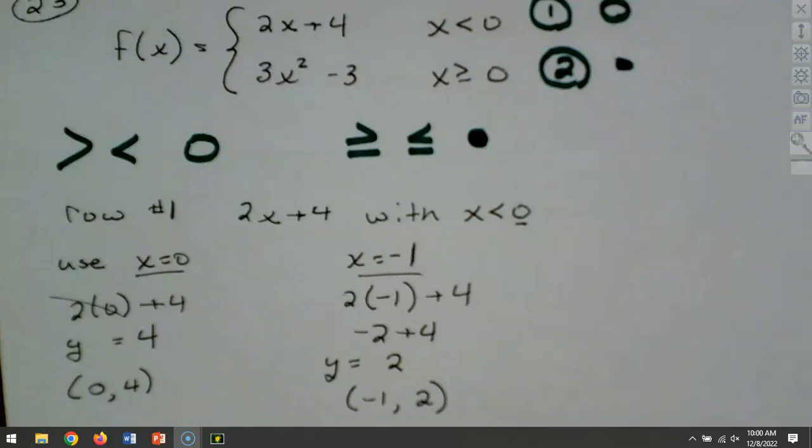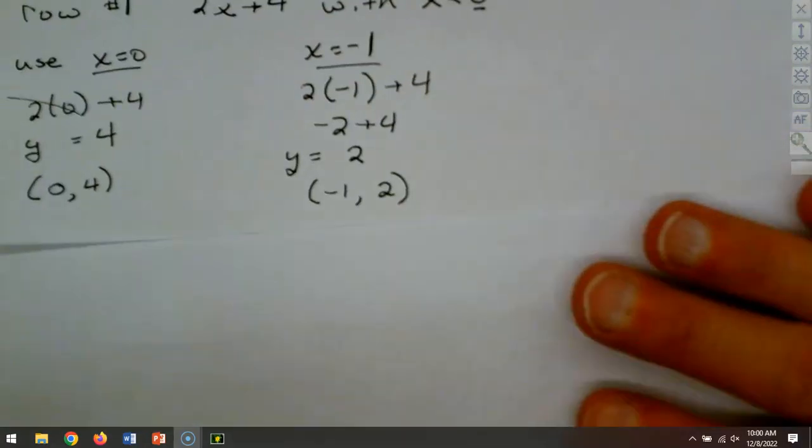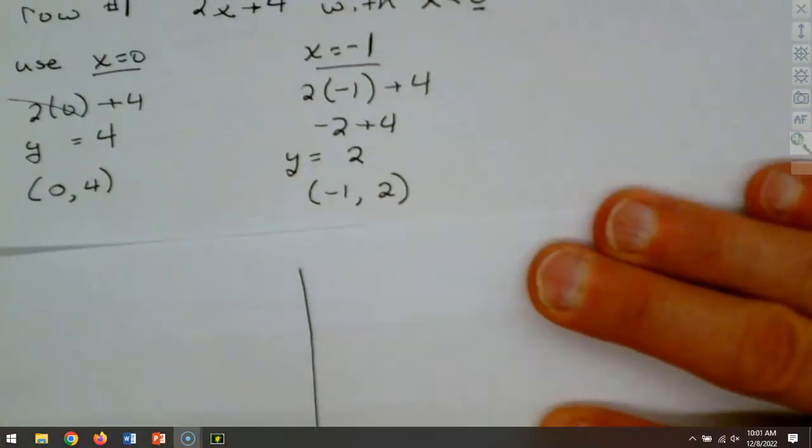Well, I would say use, how about 1? Well, you could use 2. It doesn't matter. But I would say use 1 or 2, plug it in, get your second point, and then connect them together. Now, these are separate pieces. They're separate graphs. So I'm only going to do the first one. You're going to have to do the other one.